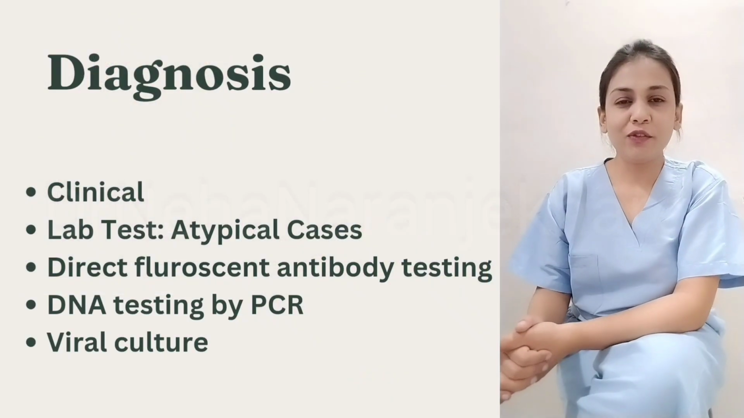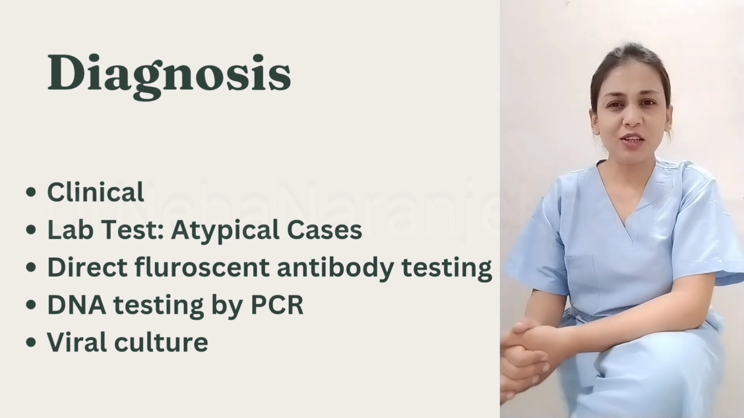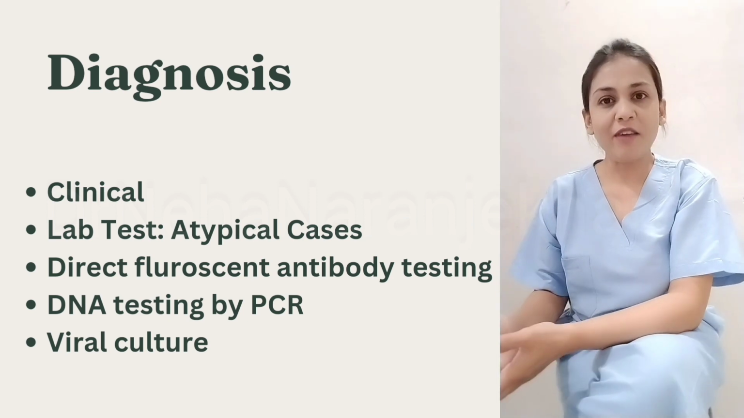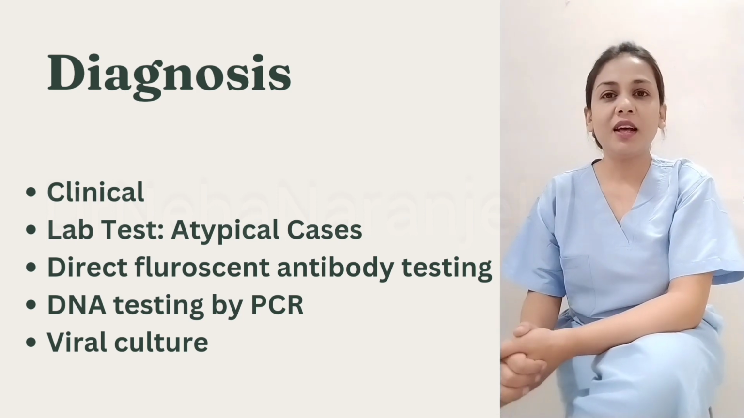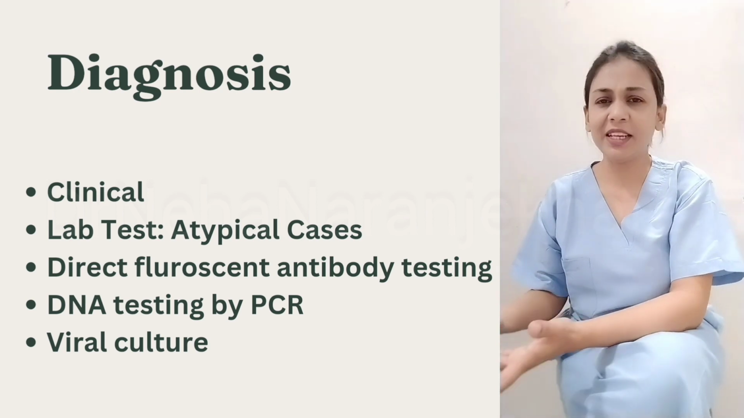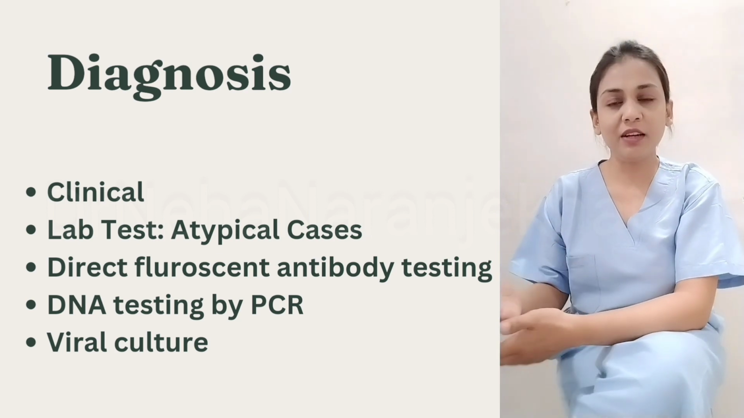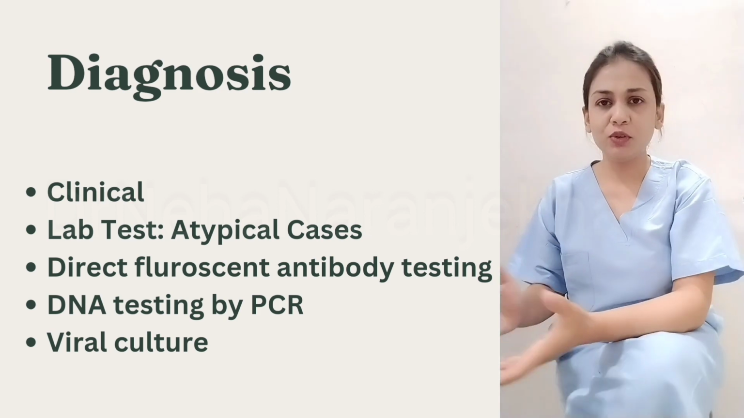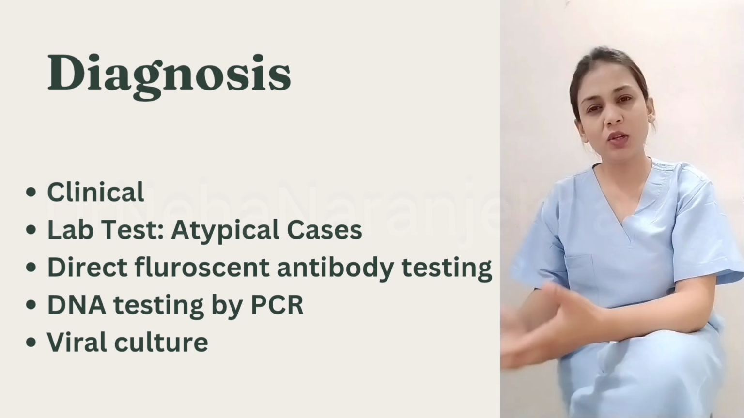Now, the diagnosis of zoster is usually clinical because of its characteristic appearance. Laboratory tests are usually reserved for more atypical cases. For lab tests, you could take a swab from the base of a newly burst vesicle in a viral transport medium, and it can be processed for direct fluorescent antibody testing or DNA testing by PCR. DNA testing by PCR usually takes less time for diagnosis, and it is more sensitive than direct fluorescent antibody testing. And of course, you could do a viral culture, but it takes a longer duration of 1 to 3 weeks, and it is also less sensitive than PCR.